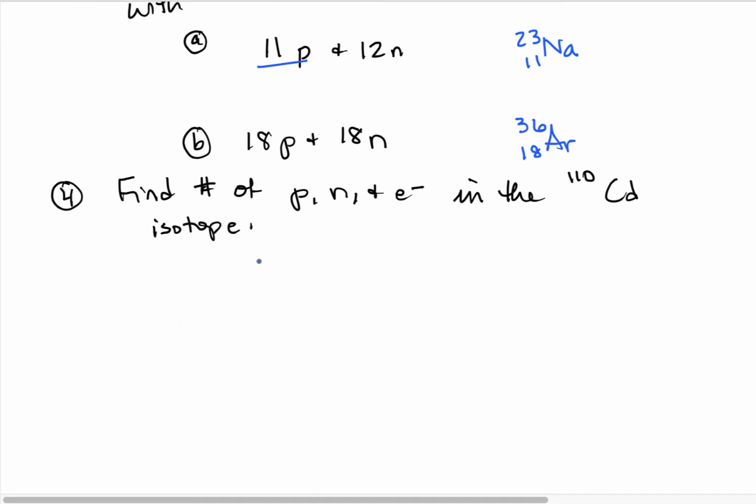Welcome back. So if you look at the periodic table, you can see that cadmium is element 48. So that means that it must have 48 protons and 48 electrons. And then 110 minus 48 is equal to 62. So that means that it has 62 neutrons as well. Hopefully you were feeling comfortable with working out both what the subatomic particles are on different isotopes and also calculating the average atomic mass based on isotopic abundance.